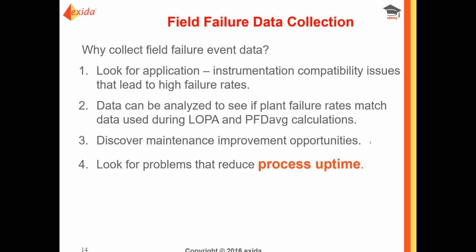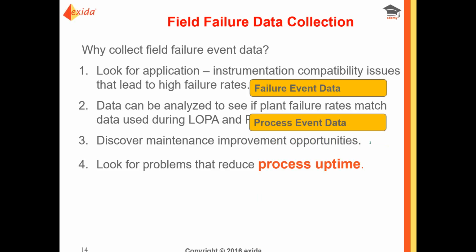Looking at number 3, I have seen field failure data used to justify new maintenance activities. In fact, you're talking about cost justification. I've seen the field failure data used to justify additional or higher quality maintenance activities. And of course, most importantly, we need to look for problems that reduce process uptime if we really want to get an economic justification. We need to look at both failure event data and process event data.